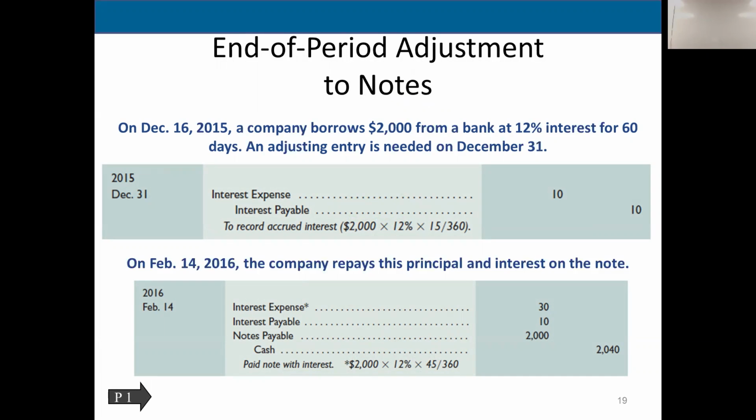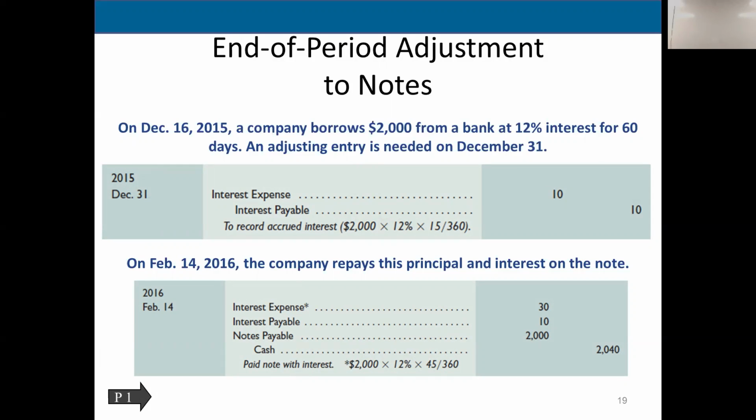On December 16th, almost my birthday, a company borrows $2,000 from a bank. Again, 12% interest for 60 days. We need to make an adjusting entry as of December 31st. All right, how much interest did we incur during that month? $10. So on December 31st, we want to record the amount of interest that we actually accrued.